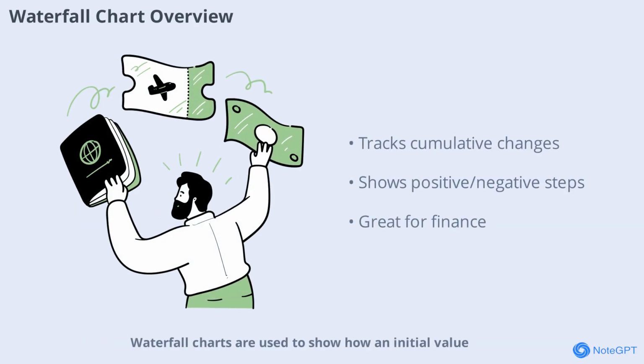Waterfall charts are used to show how an initial value is affected by a series of positive or negative changes. They're great for visualizing financial statements, profit and loss, or any scenario where you want to track cumulative effects. Each bar starts where the previous one ends, making it easy to see how each step contributes to the final total.